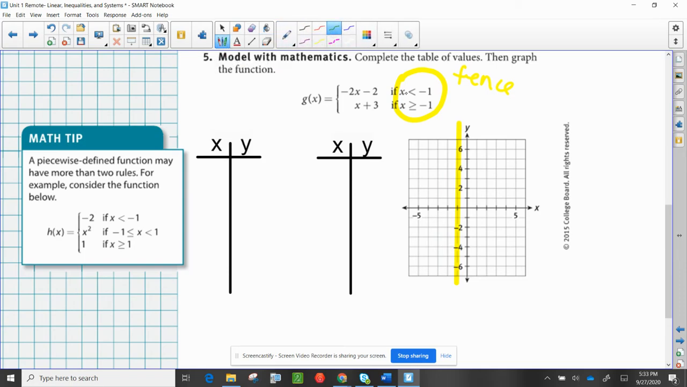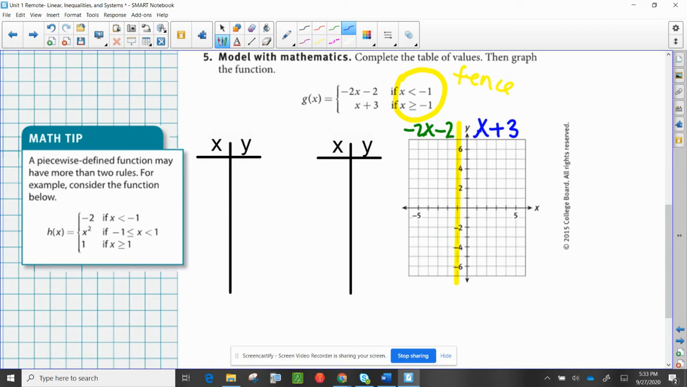So when x is less than -1, so on the left side, we have this function, -2x minus 2. And when x is greater than or equal to -1, which is the right side of my fence, we're going to have the function x plus 3. So that's how our graph is going to switch from one function: it hits the fence, and then the other function picks up.